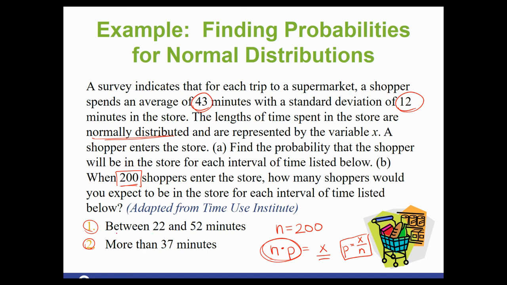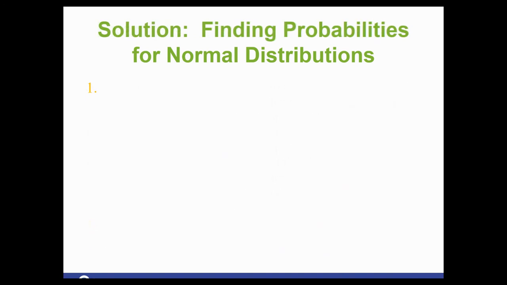So let's try this first one. It says between 22 and 52 minutes. So again, our mean was 43. Our standard deviation was 12. We want to find the probability of X being between 22 and 52. And then later we're going to use that 200 for N.